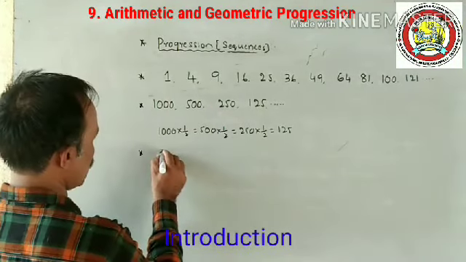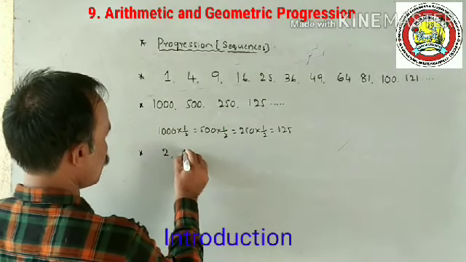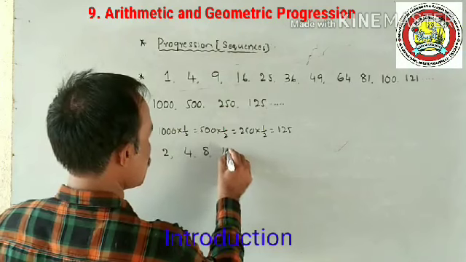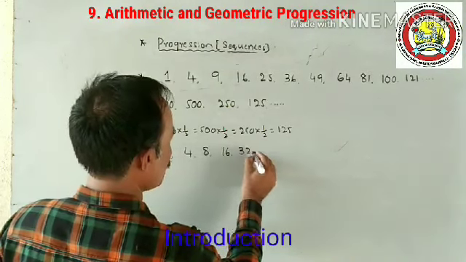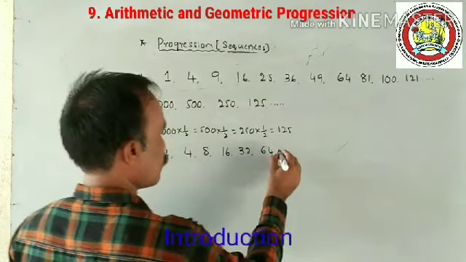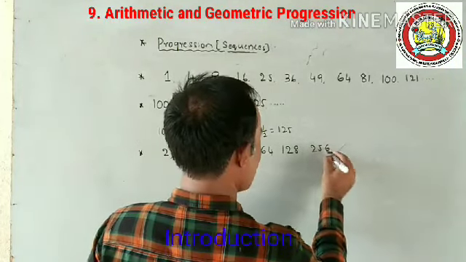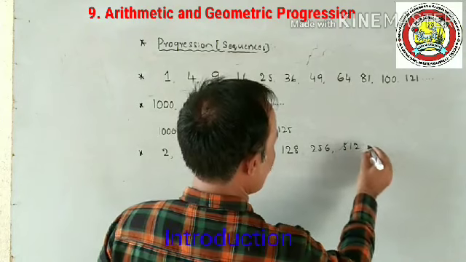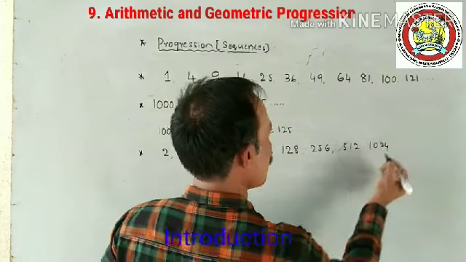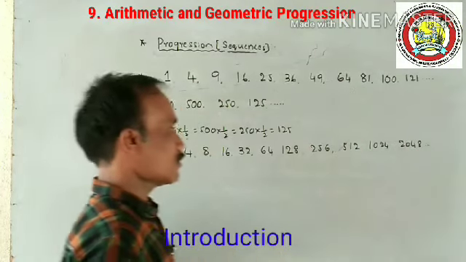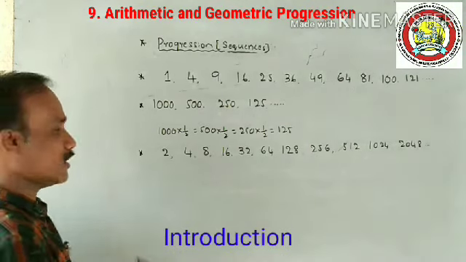Let's see another example. 2, 4, 8, next 16, 32, 64, 128, 256, 512, 1024, 2048 and so on. Yes, can you say what is the rule here?